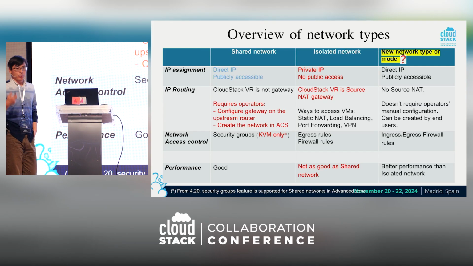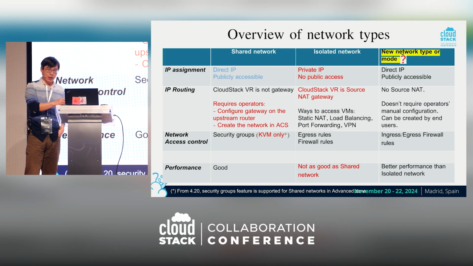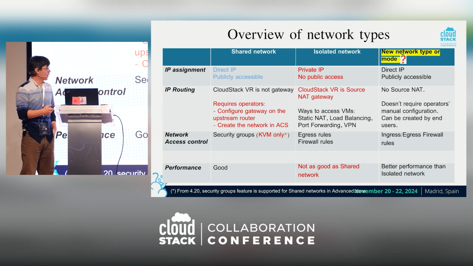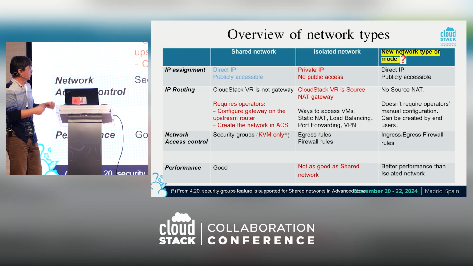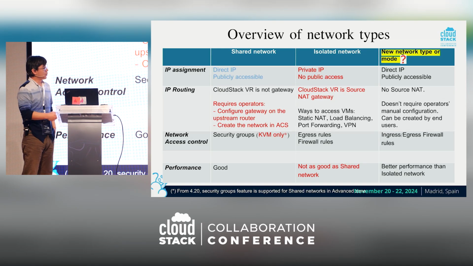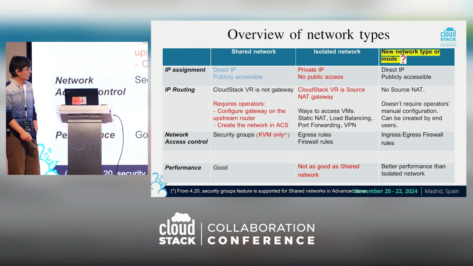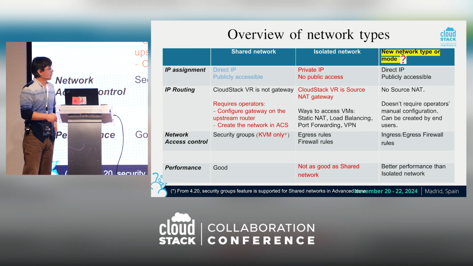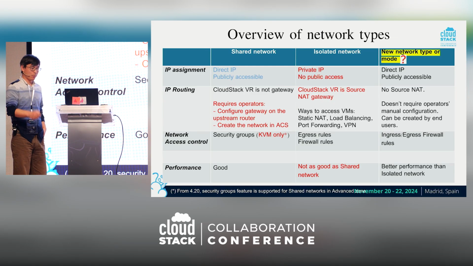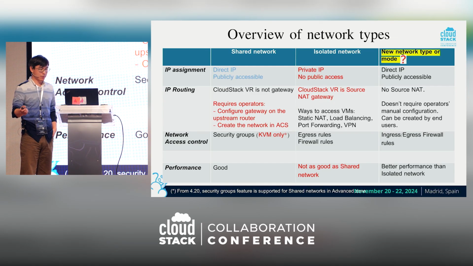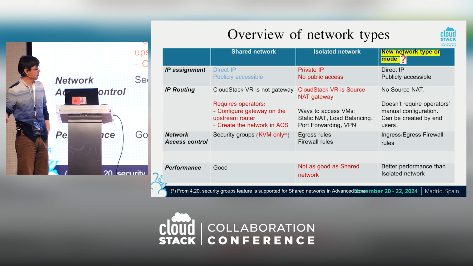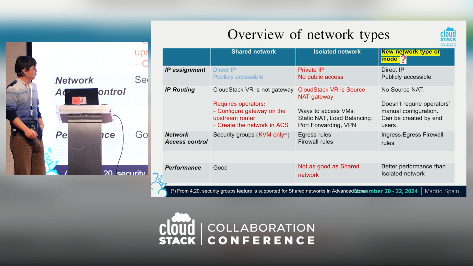So we are wondering if there is a new network type or a mode which can avoid the limitations of these two network types. So in summary, it uses direct IP. So VMs can be publicly accessible. And of course, Source NAT is not required anymore. And also static NAT, load balancer, port forwarding, VPN are all not needed. And also it can be created by anyone. So that's what we want.